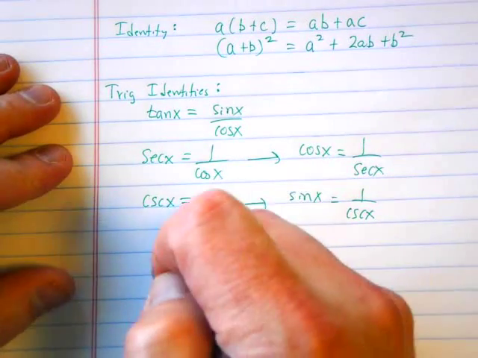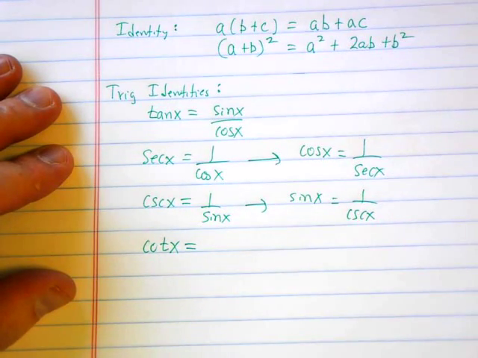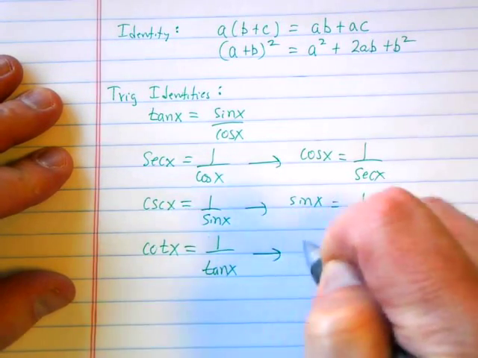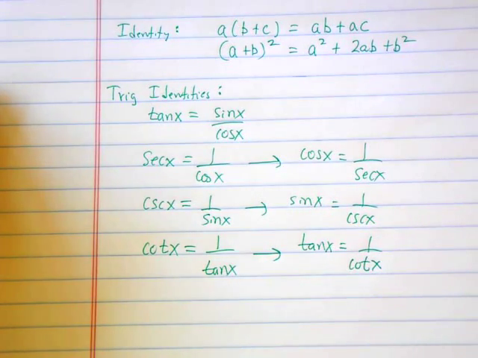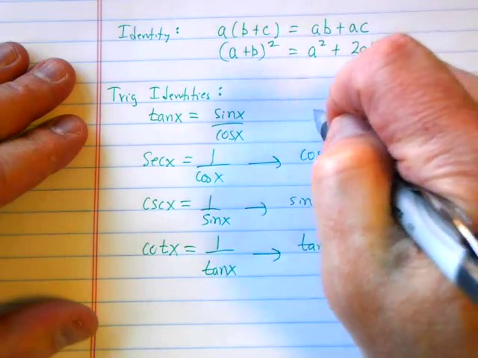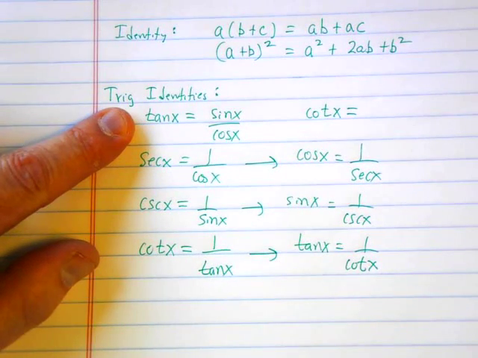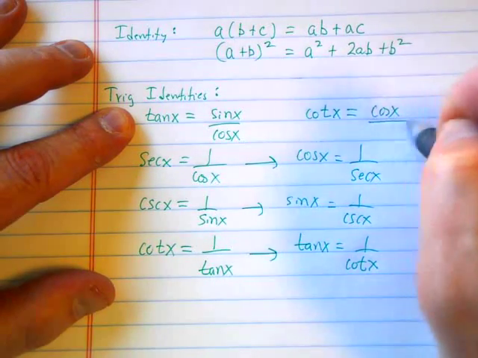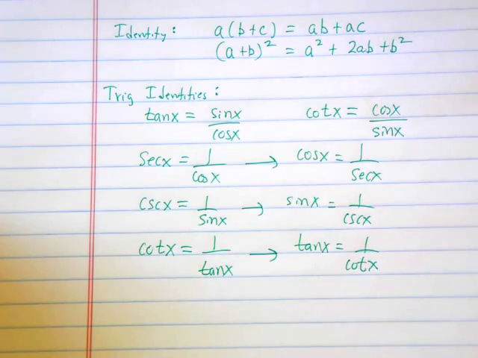How about cotangent x? What can you tell me about cotangent x? It's equal to 1 over tangent, that's true. Or this could be written as tangent x is 1 over cotangent x. I'm going to write it back up here. The answer I was looking for was similar to this one, where tangent is sine over cosine, cotangent is cosine over sine. Okay, so there's a whole bunch of identities that we had.